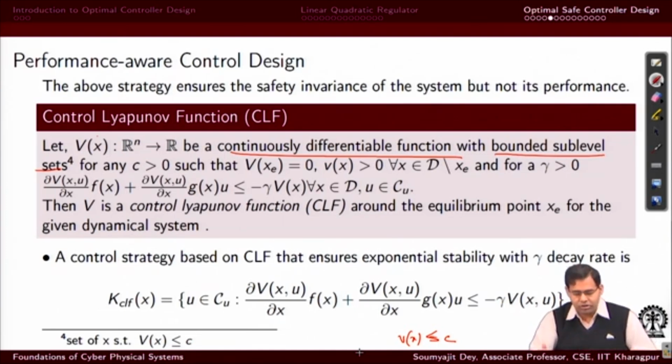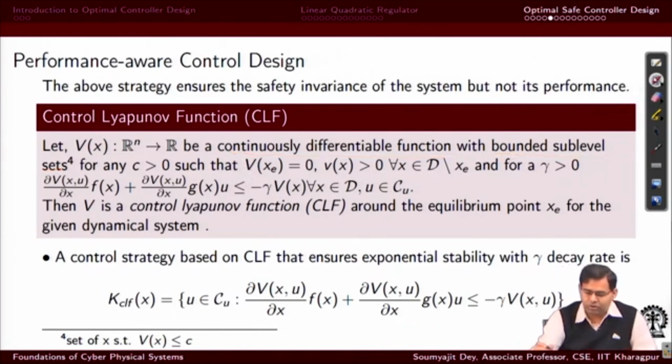Now, how do we really ensure that? We ensure that in a way which is very standard in the Lyapunov function definition. We ensure that at the equilibrium point the value is 0, that is V(0) equal to 0, assuming 0 is the equilibrium point. In general, V is always positive for all the other positions apart from the equilibrium point, and we have this condition: del V del x times f(x) plus del V del x times g(x)u is less than or equal to some gamma times V(x).